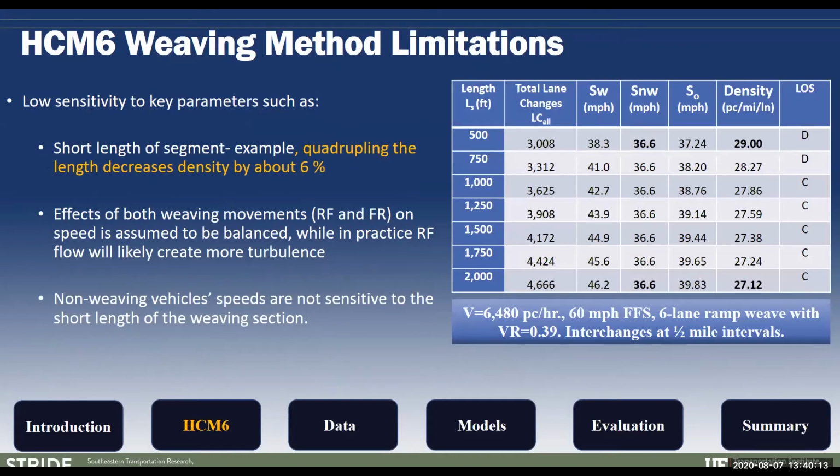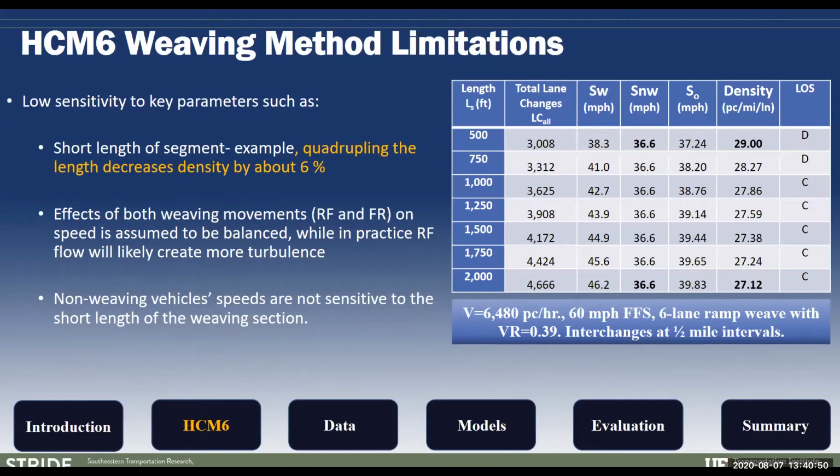Additionally, and I've given you an example here on the right, sensitivities. The short lengths here that you see, we've changed in that particular example, the short lengths of the weave from 500 to 2,000 feet. We ran the existing method right now. As we would expect, the longer the length, more lane changes occurred. The longer the length, the weaving speed increased. However, the non-weaving speed, which also should be impacted by the length, is fixed.